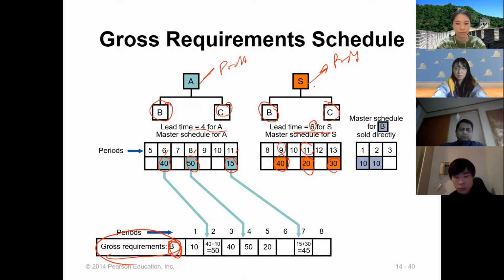So you look here, B is required at week 6, A is required at week 40. Therefore, for B, because there is a 4-week lead time, 6 minus 4 is week 2. You notice here, 6, and this is period 2. So that's why it comes here, 40. Let's put that 40 first. 40. Here is 50, and here is 15 quantity here.